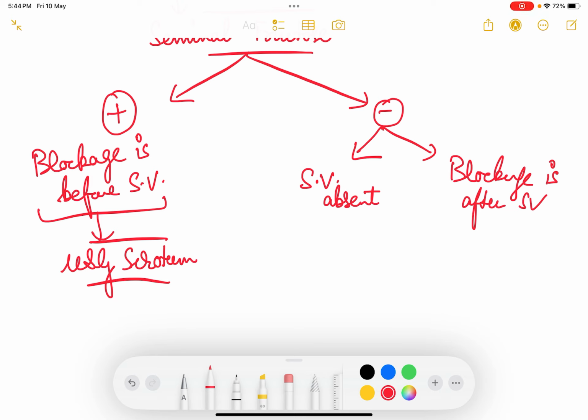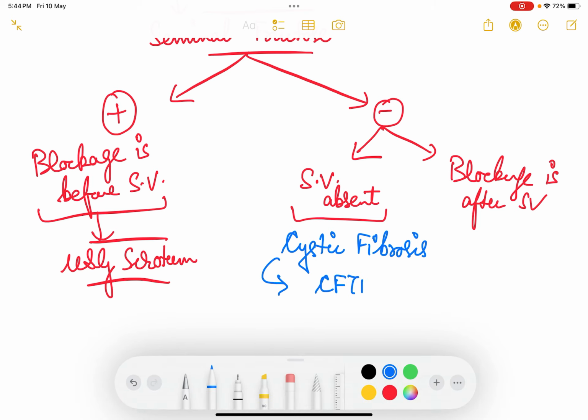It can help us to know whether there is any tumor or something like that which is obstructing the vas deferens. If the seminal vesicle is absent, it is generally seen in a condition called cystic fibrosis. Very, very important. In cystic fibrosis, seminal vesicles are congenitally absent. So if cystic fibrosis is suspected, then get a CFTR gene mutation test done. CFTR is the cystic fibrosis transmembrane regulator gene. This has to be tested. If this is abnormal, then cystic fibrosis is diagnosed.